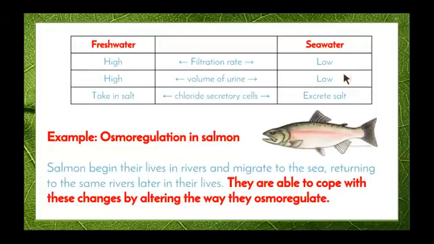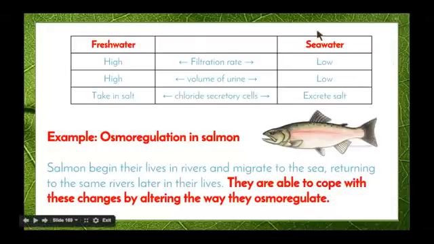So our salmon is a really interesting example of a fish. So salmon are the type of fish that begin their lives in rivers, which is a freshwater environment. And as they get older, they migrate out to the sea. So they're then exposed to salt water. And then they will return to those rivers and lakes in order to lay their eggs for their next generation. So salmon have to be able to deal with high levels of salt and high levels of fresh water.